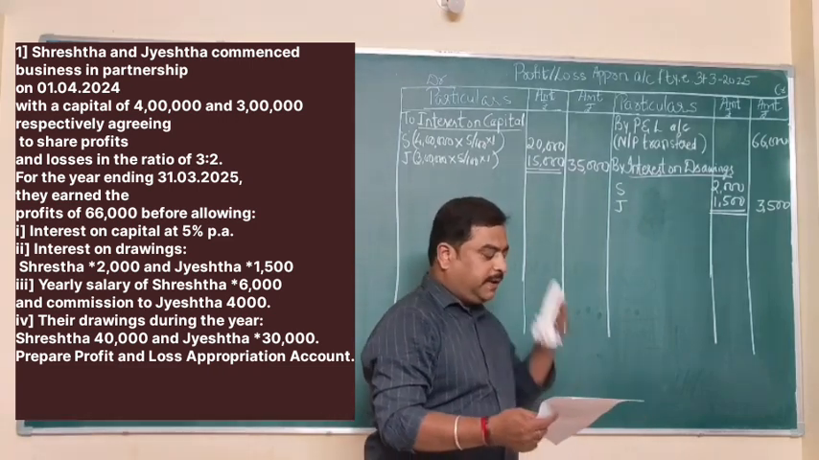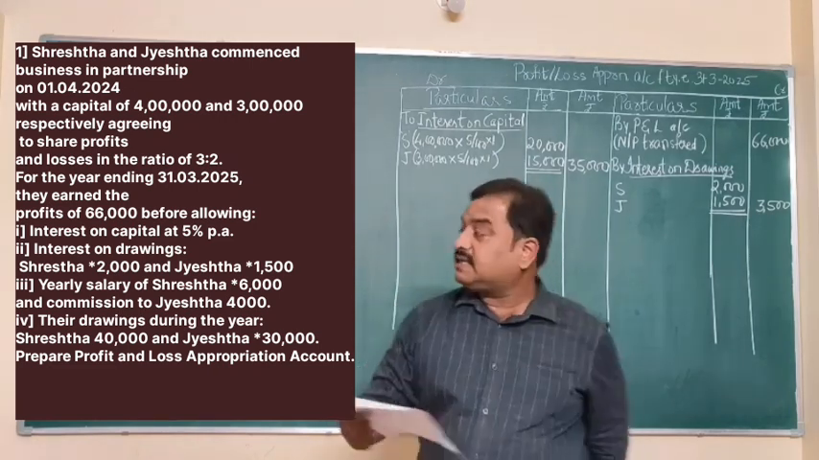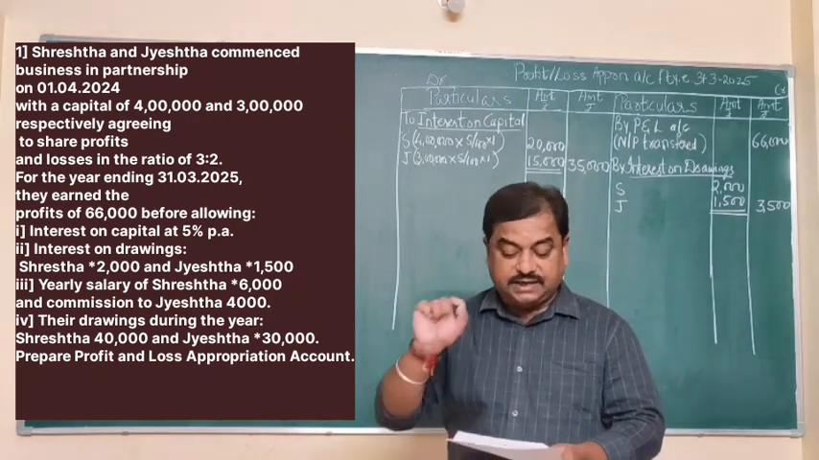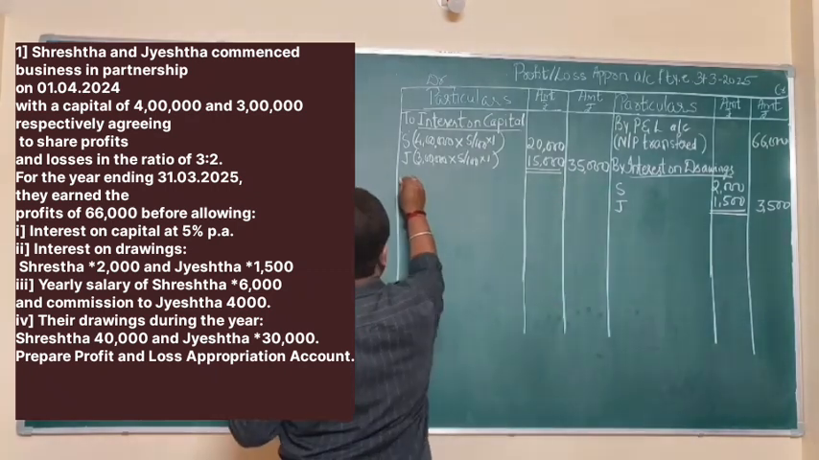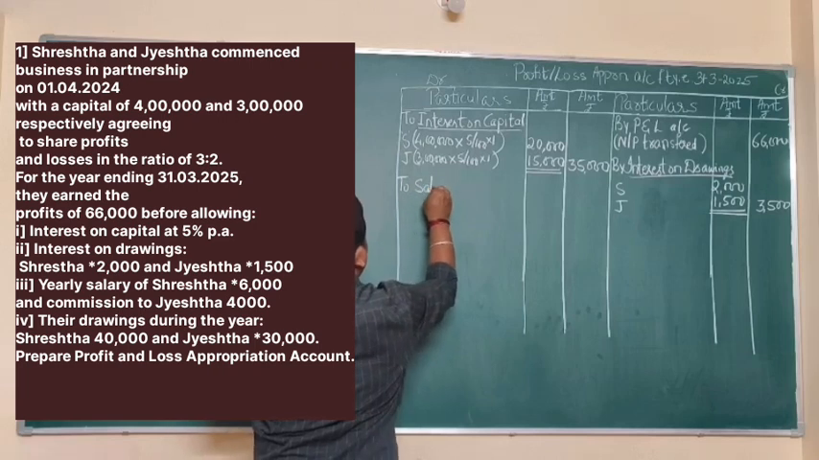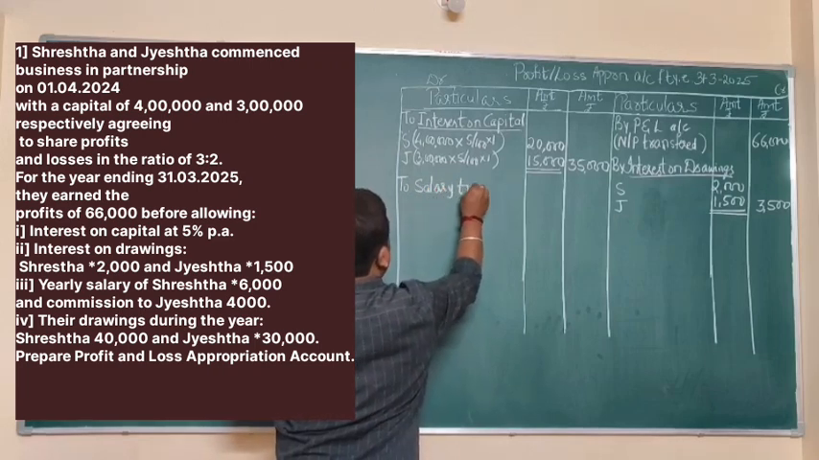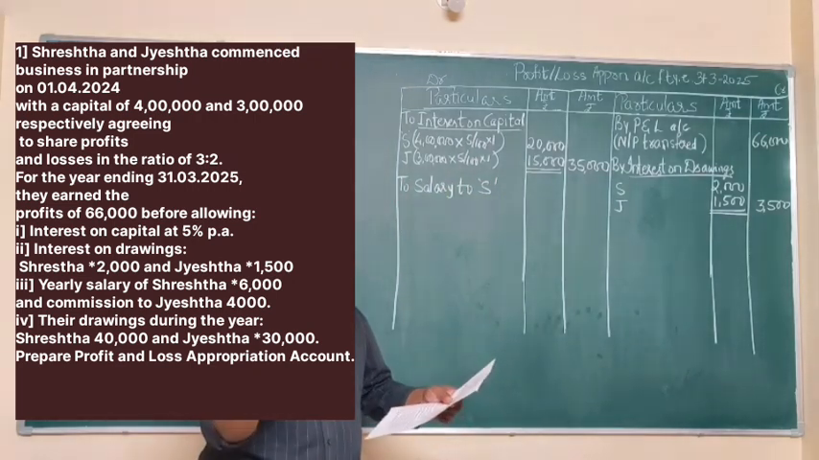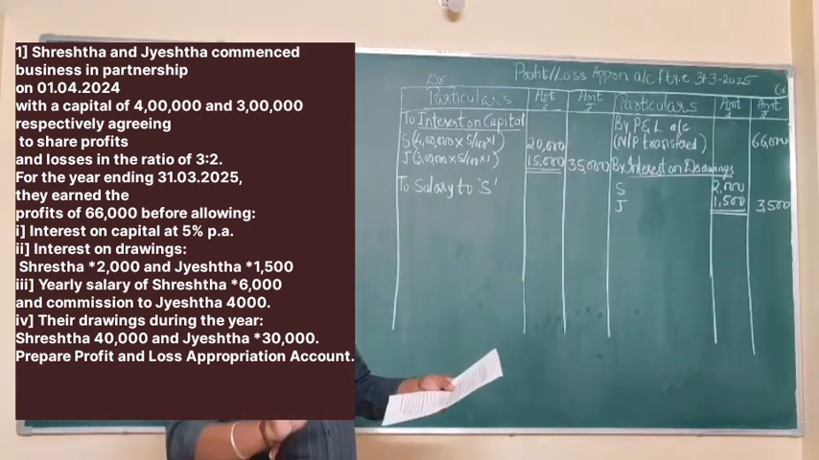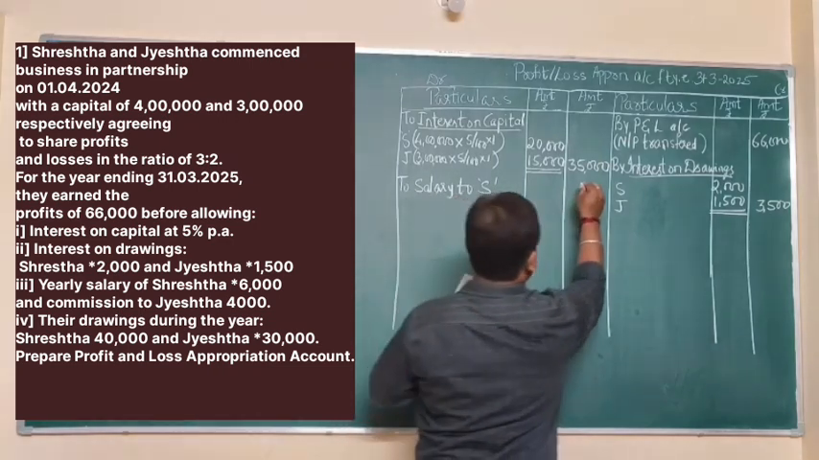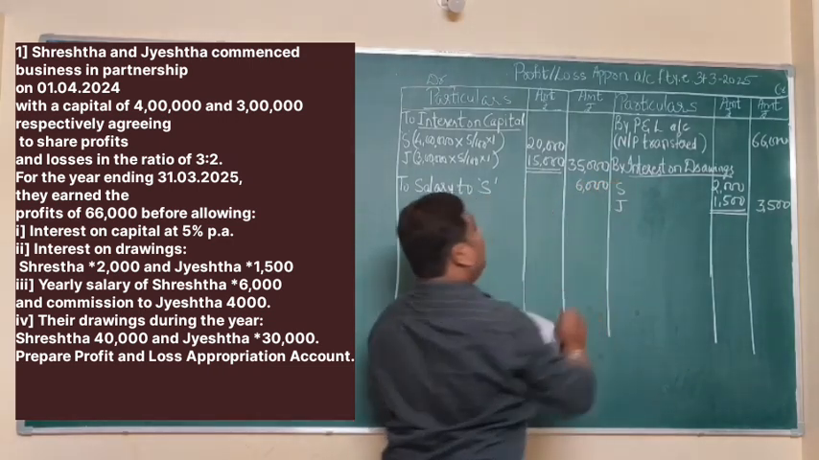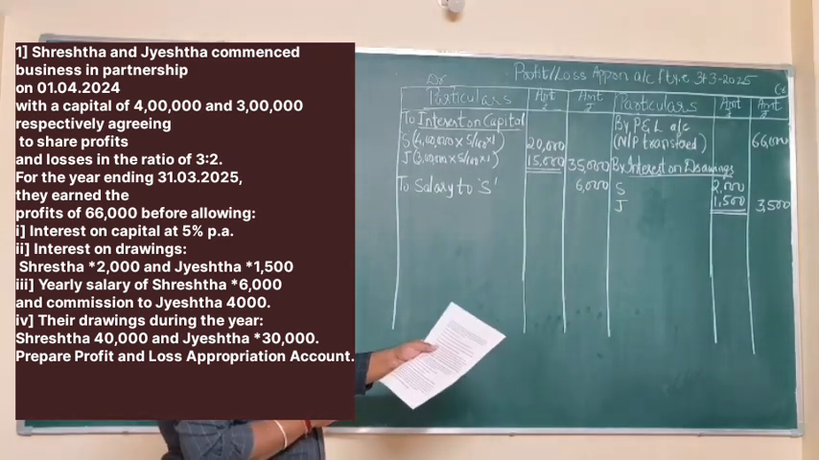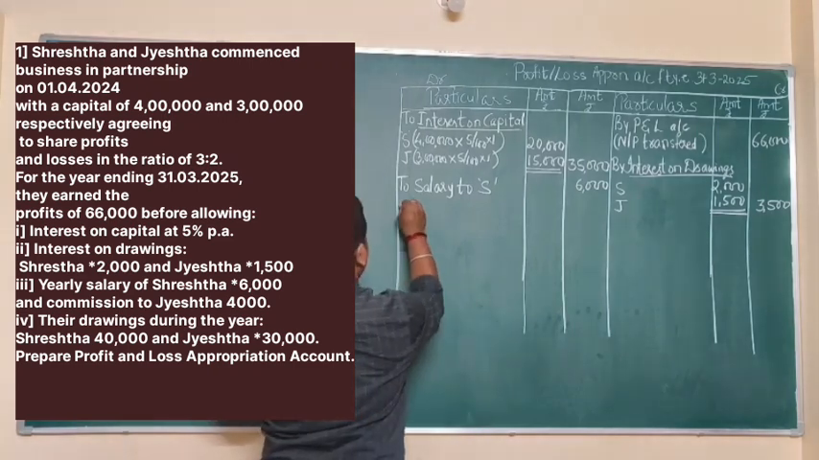What is your next adjustment here? Yearly salary of Shrestha is 6,000 and commission to Jyeshtha is 4,000. Remuneration to Shrestha is salary. Here the yearly salary is given directly, for one year. How much is the yearly salary? 6,000. If they had given a monthly salary, you would have to multiply by 12 months. Similarly, commission to Jyeshtha 4,000.